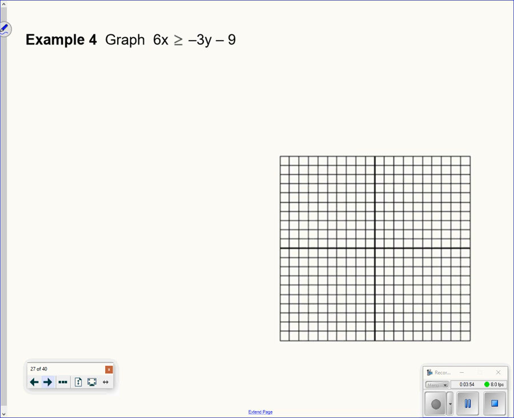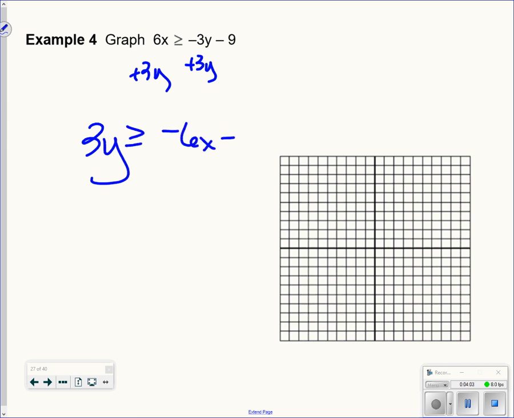Solve this for y. I notice this is not very conducive to solving this for y. I'm going to add 3y to both sides so the y happens to be on the left. I'm going to subtract 6x so that the x is on the right. This will make more sense to people if you have the y by itself.